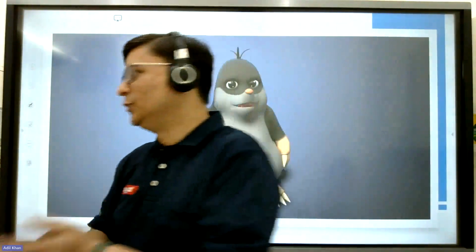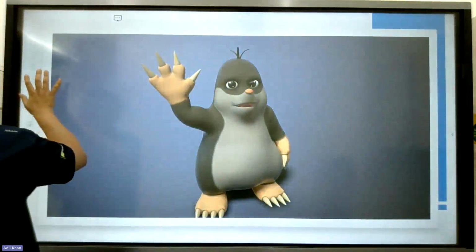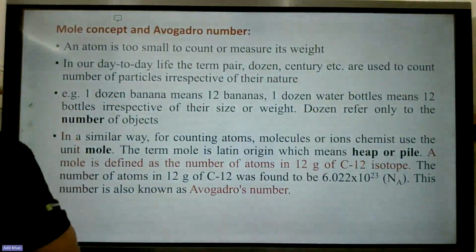Sir, I did not understand the song part. In the song, till is a Hindi word, in Devanagari script, which means mole in English. So that till wala mole, this animal wala mole, and the mole concept wala mole. So ladies and gentlemen, let's start the new topic, that is mole concept.